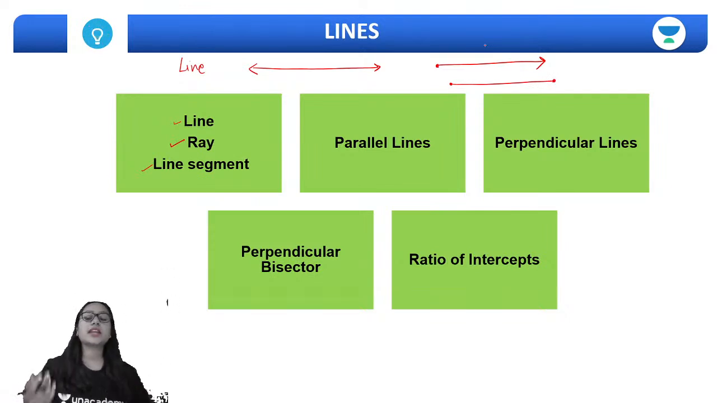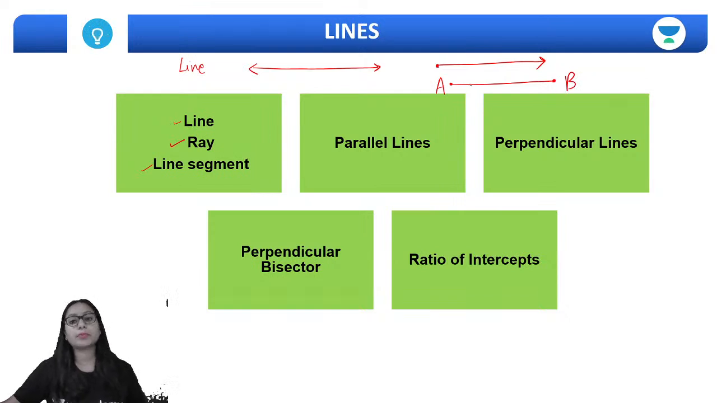So whenever we say that a line segment has a length of 6, we say that the straight line distance between the points A and B is 6 centimeters. Hence, the length of the line segment is 6 centimeters. Now, a line and a ray do not have any fixed length, because they can be extended in different directions.